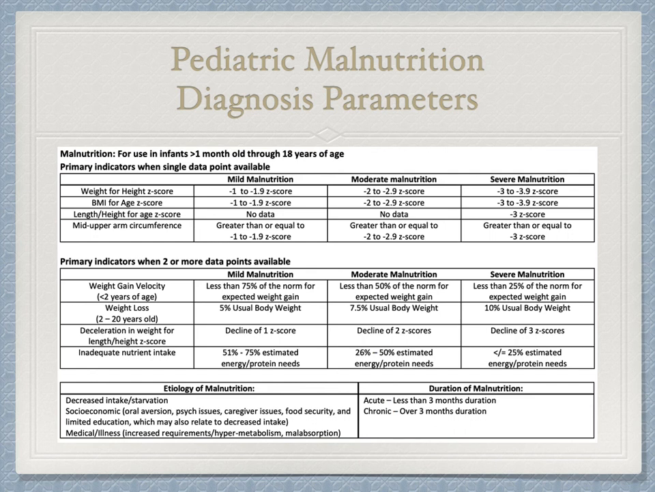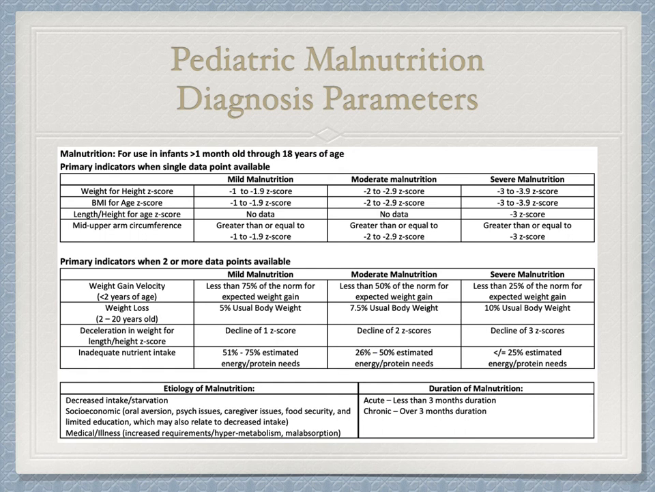Or if you were using the top chart, then you would say meets criteria for severe malnutrition in the setting of chronic illness based on BMI for age z-score of -3.5 or whatever it happened to be. So that's how you classify and write your malnutrition statement that should go in the chart so that the coders can see that and go ahead and bill for it.